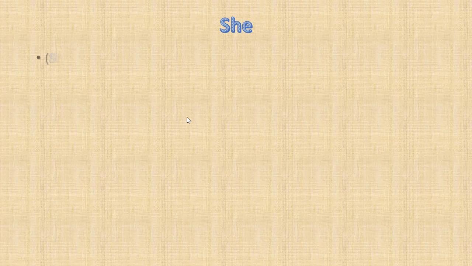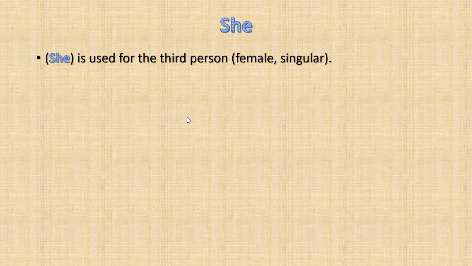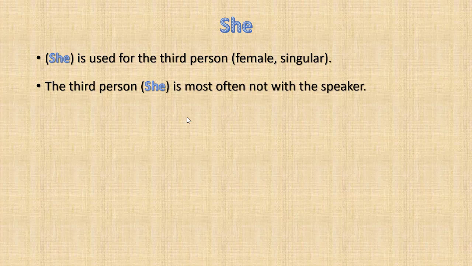She. She is used for the third person female singular. The third person, she, is most often not with the speaker. She is in another place. She and he are the same. The difference is that she is for female and he for male. This is the only difference. They are both not with the speaker and they are in another place. So let's see examples.